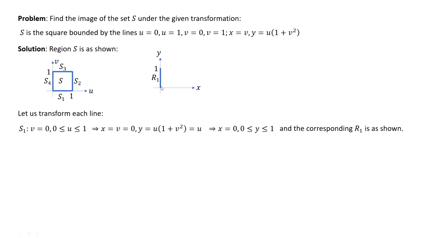Let's see if you agree with this. X equals 0. Oh, that's a vertical line. Are there any restrictions on Y? Yeah, Y is restricted to be between 0 and 1. So that's why it gets transformed to R1.